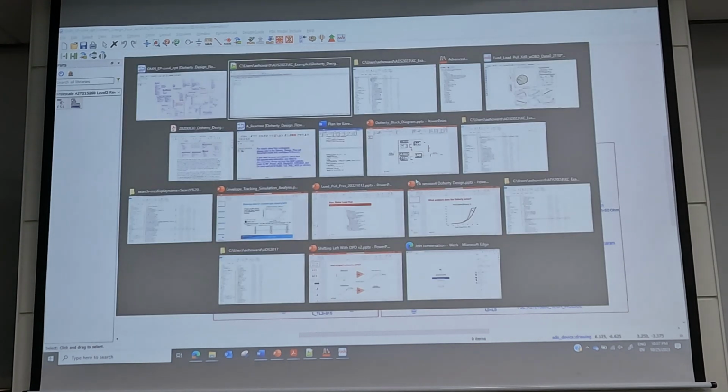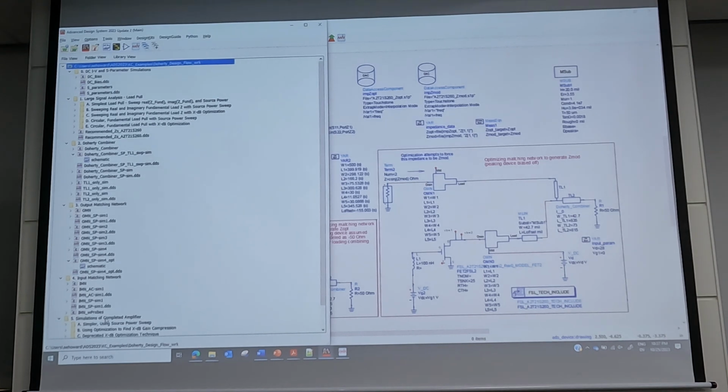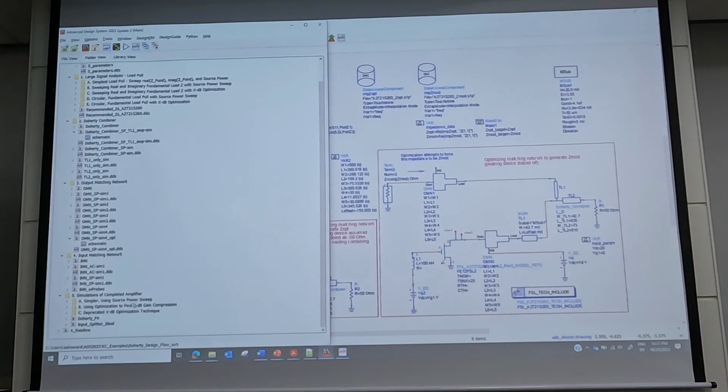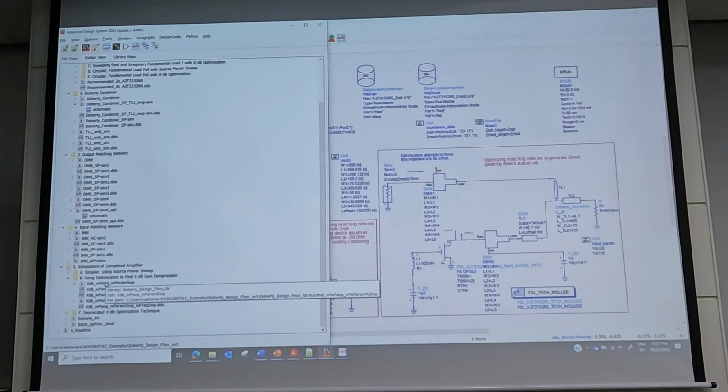Okay. Once you've optimized that, then you can optimize the input matching network, and then finally we have several simulations of the completed power amplifier. And this is one of them. Let's see.